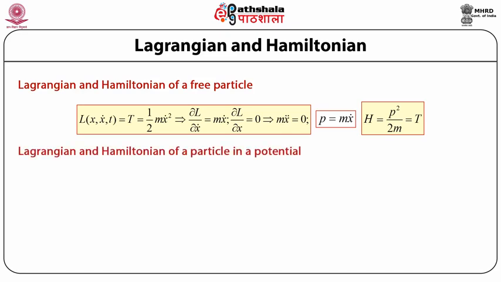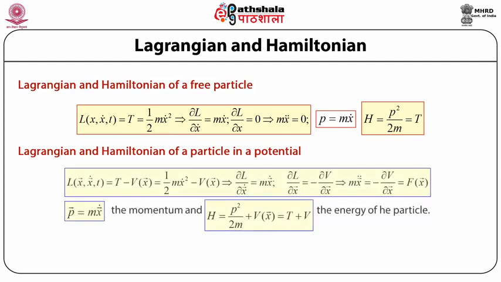If T is the kinetic energy and V the potential energy of a particle, and L depends on x and x dot, then L is equal to T minus V(x), which is equal to half m x dot square minus V(x), which implies del L by del x dot is equal to m x dot. Del L by del x is equal to minus del V by del x, which implies m x double dot is equal to minus del V by del x, equal to F(x).